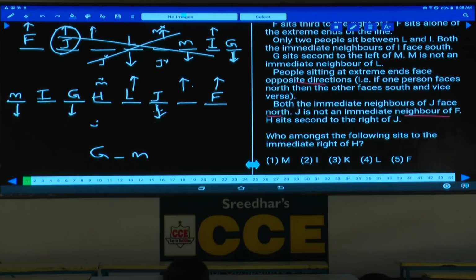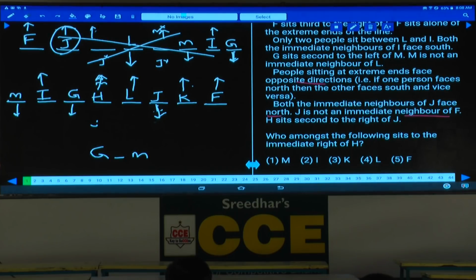And who are those persons? Starting from F, G, H, I, J, K, L, M. And this K is facing towards north. And all the remaining persons, this H and I, are also facing towards north. Clear now? This is how these 8 persons are seated in a row. And among these 8, 3 are facing towards south and 5 are facing towards north.